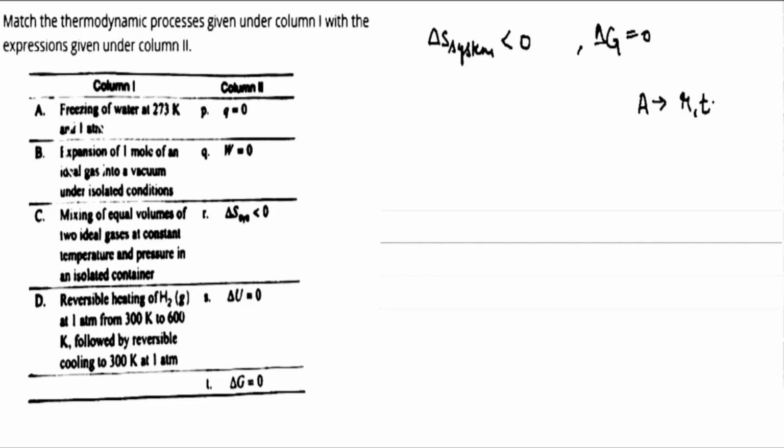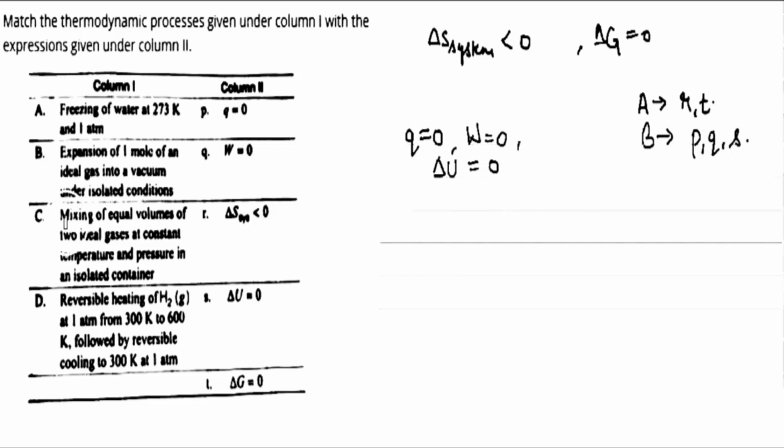Next is expansion of 1 mole of an ideal gas into a vacuum under isolated conditions. During this, no heat is exchanged, heat change is 0. No work is done, W is 0. And there is also no change in internal energy, delta U is also 0. So our option B will go with P, Q and S.